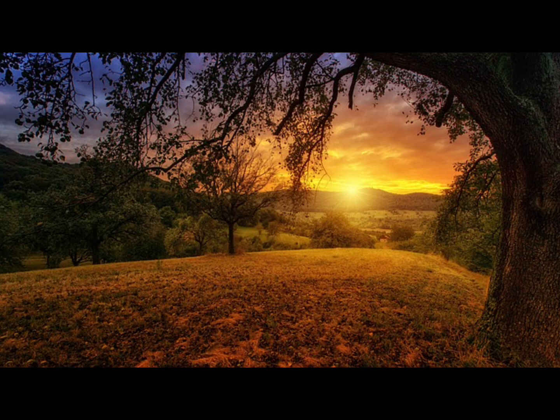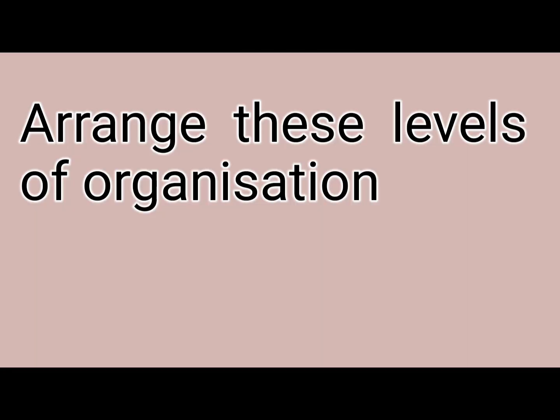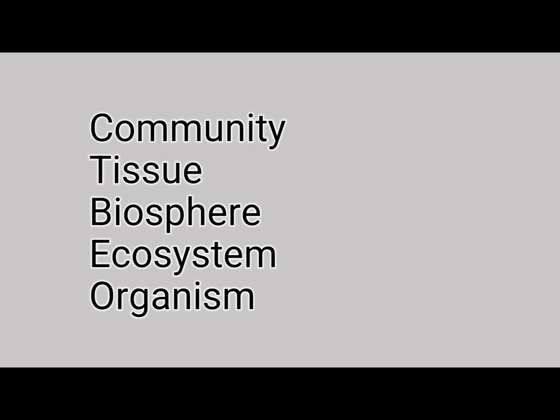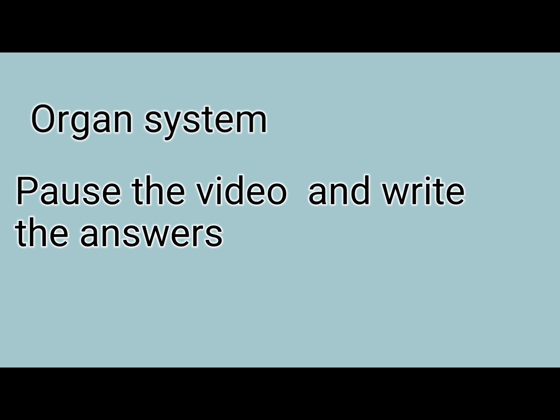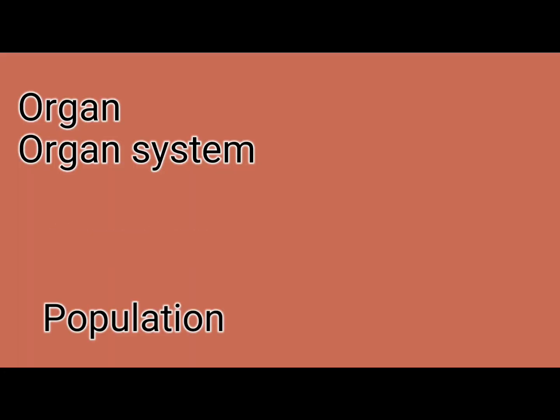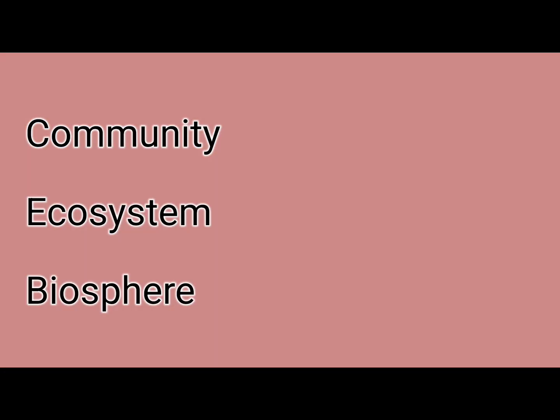Here is a quick activity. Arrange these levels of organization from the smallest to the largest. Organ, cell, population, community, tissue, biosphere, ecosystem, organism, organ system. Pause the video and write your answer. The correct order is cell, tissue, organ, organ system, organism, population, community, ecosystem, biosphere. Well done if you got them all correct.